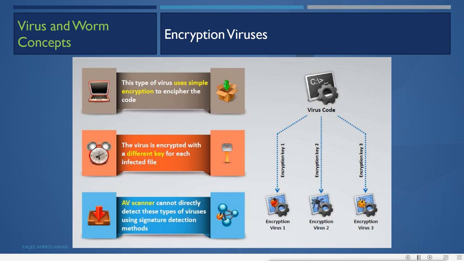Then we have encryption viruses. These types of viruses use simple encryption to encipher the code. The virus is encrypted with a different key for each infected file. So the antivirus scanner cannot directly detect these types of viruses using signature detection methods, because it encrypts its code. So the virus code will be encrypted, and it keeps encrypting differently every time. So when the antivirus detects the signature one time, the next time it will not be able to detect the signature. So when it is encrypted, antivirus is not able to detect the signature of the virus.